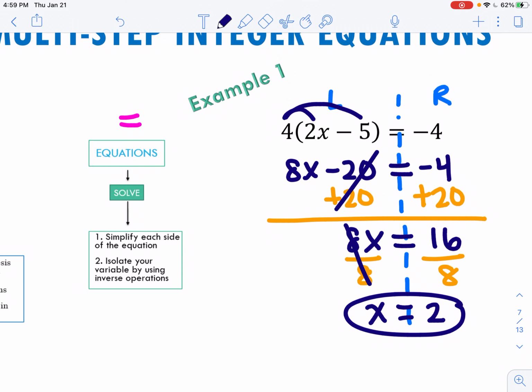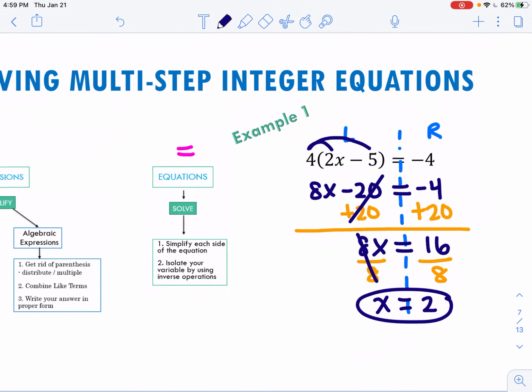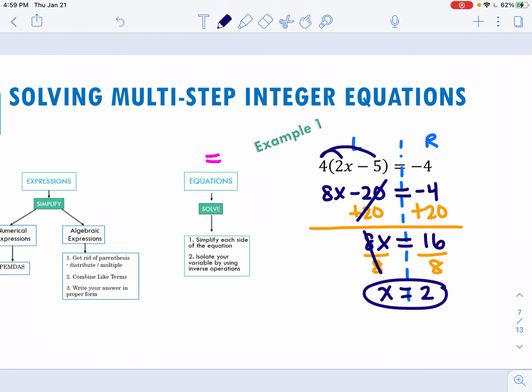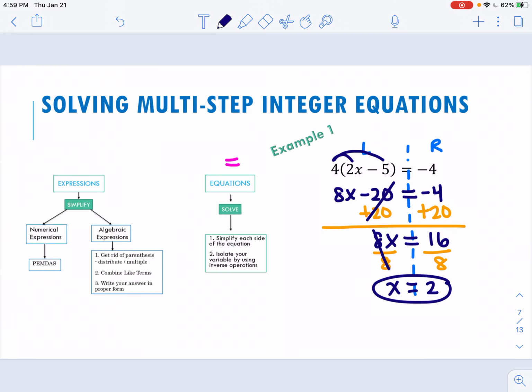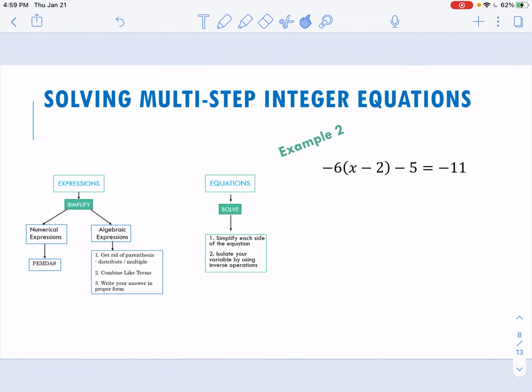All right, that was a lot at once. So we're taking a look at how we're using what we know about simplifying to solve these multi-step equations. Let's move on to example 2. Take a moment, if you need to, pause the video and write down example 2 in your notes.